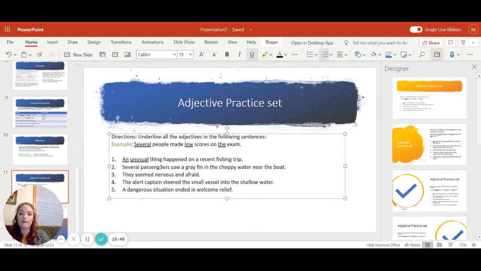On a recent fishing trip. So we have a trip, that's our noun. What kind of trip? Fishing trip. And when was the trip? Recent. So again, what kind of thing? An unusual thing happened on a recent fishing trip. What kind of trip? Recent fishing. Okay, so those are our describers. So go ahead and finish number 2 through 5, and I'll meet you in the last slide.